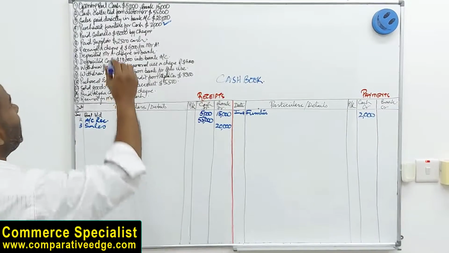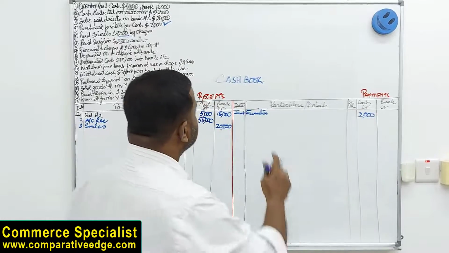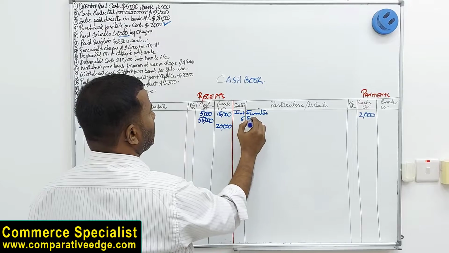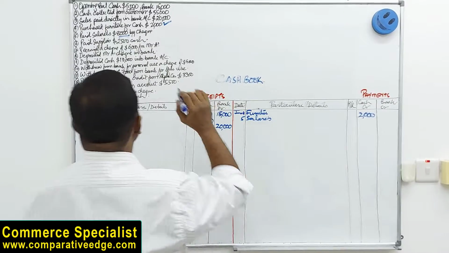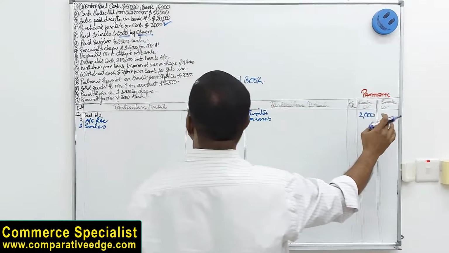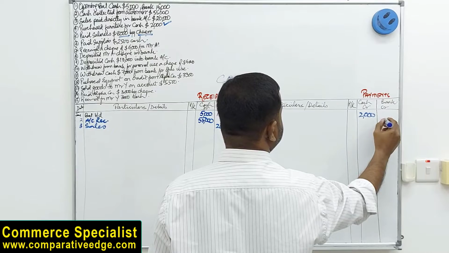Next transaction is paid salaries 8,000 by check. We are making payments. This is the payment side of cash book. You write the date, 5th, you're paying salaries. Are you paying by cash or by check? If it is by check, it will be paid from the bank account. So it goes here in the bank account, which is 8,000.